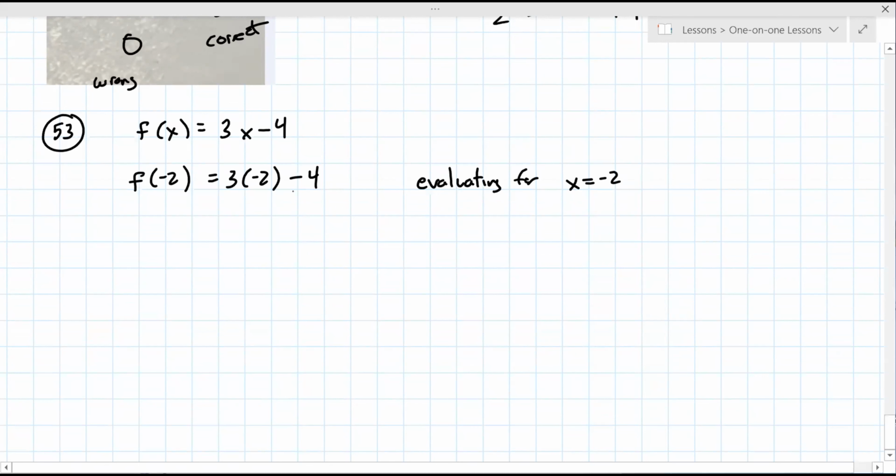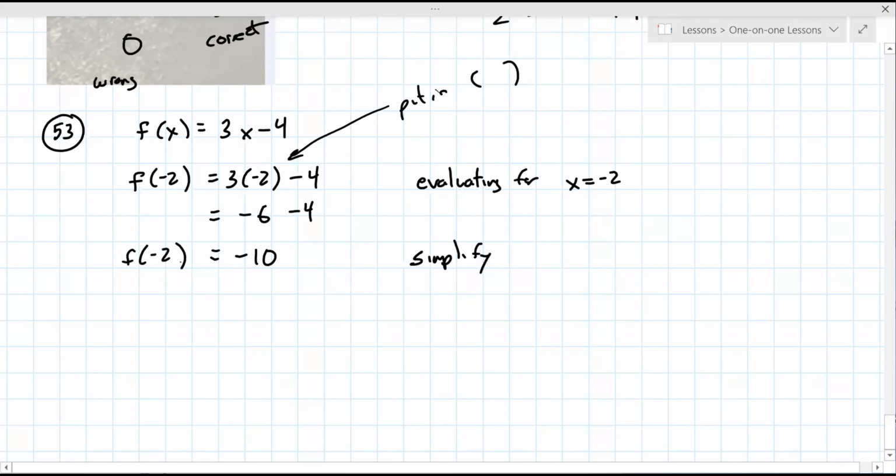Now, you'll notice here that I always do it in parentheses. This number right here is put in parentheses. It's really helpful to do that. I always do that too. That's great because it's very clear what you're doing, and then you're just simplifying. These are prerequisite math skills that you're getting. So f of -2 equals -10.